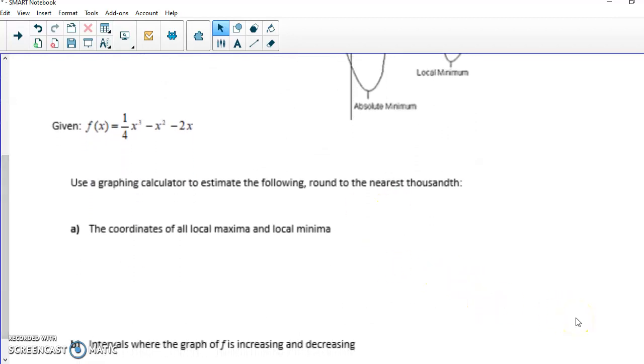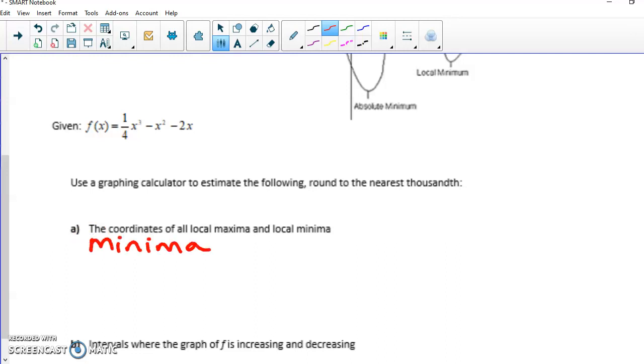So let me add that on. So how low does this graph go? It goes approximately -8.5. Or we can also give the ordered pair.